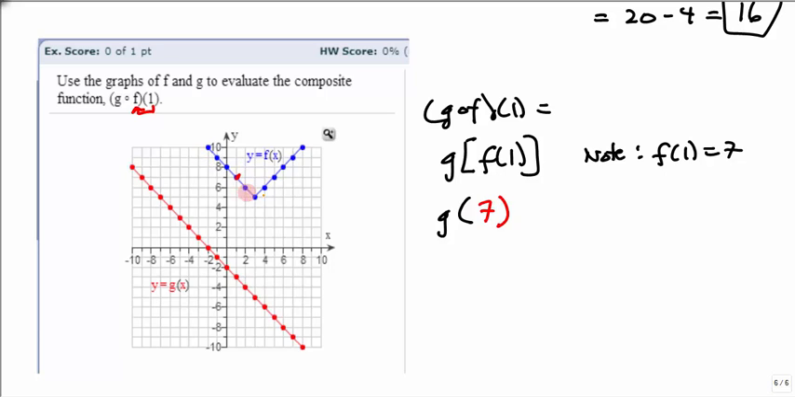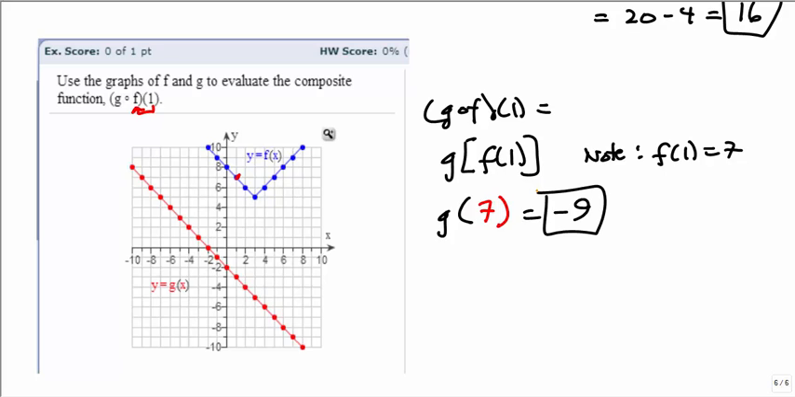And the way I got this is I read the graph, and I'm looking at my f function, so the blue graph. If I plug in a 1, I get a 7 back out. So now this says, in my function g, I want to plug in that answer of a 7. So I come over here, and I plug in a 7, and I read clear down to here, and it looks like I get negative 9 back out. So g of 7 is equal to negative 9. So this just means you need to plug in 1 into the f first, get your answer, take that answer and plug it into the g.